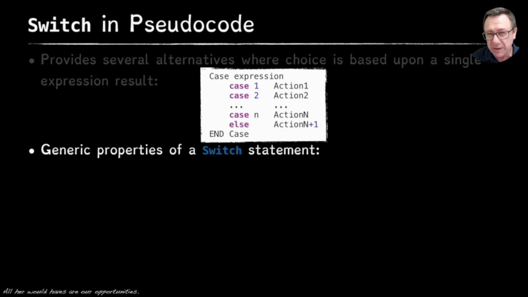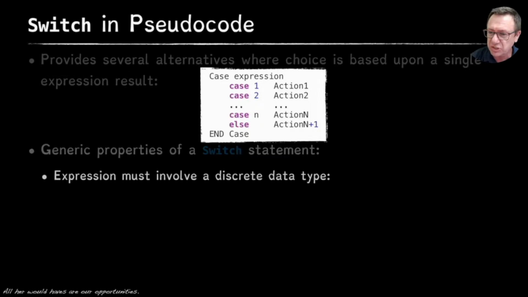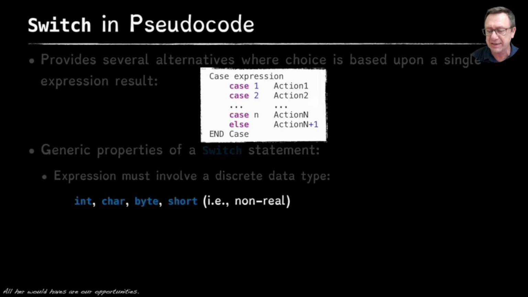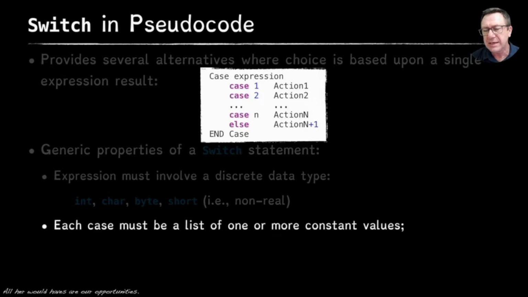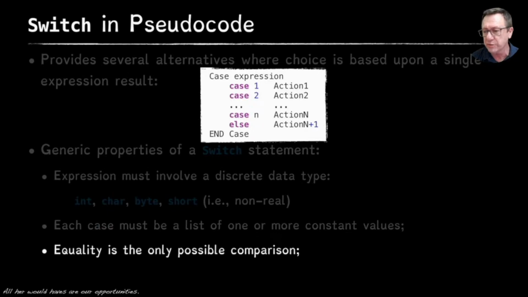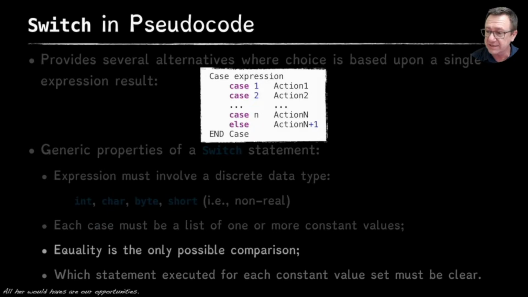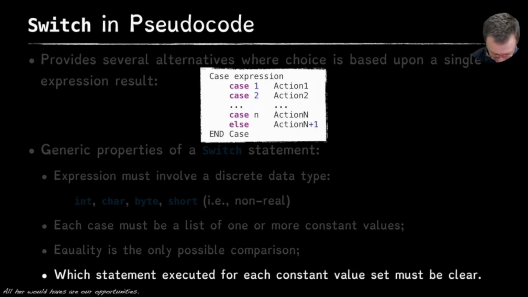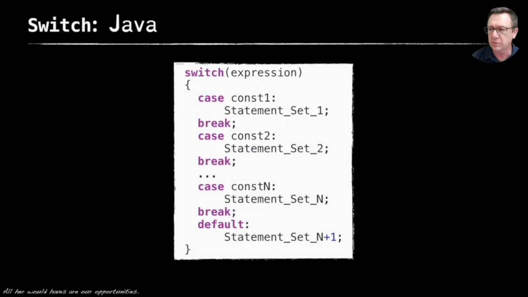So some generic properties of a switch statement. Now, our expressions have to have a discrete bit of data: int, char, byte, short, so non-real. There are some alternative ways with string values, but we'll cover those later. Now each case must be a list of one or more constant values, and equality is the only possible comparison. And we need to make sure it's clear. So let's have a look.